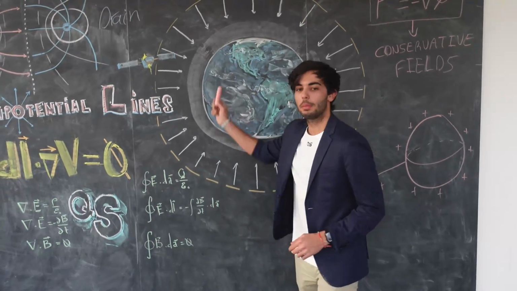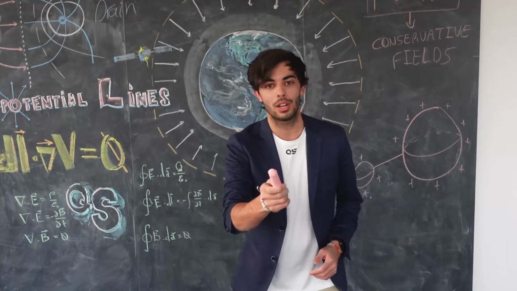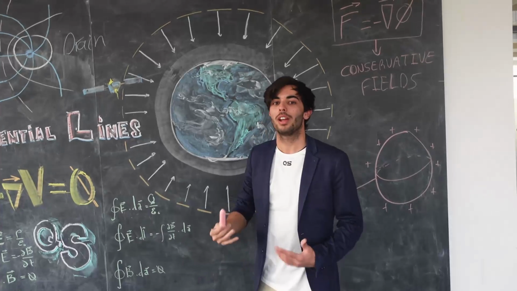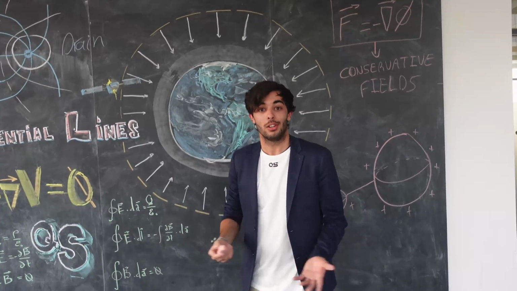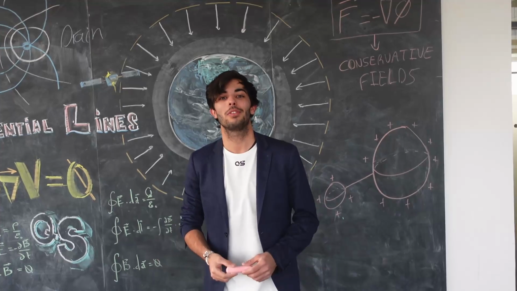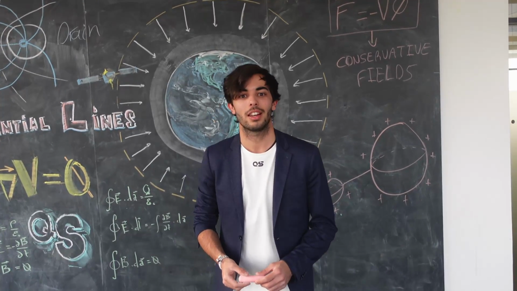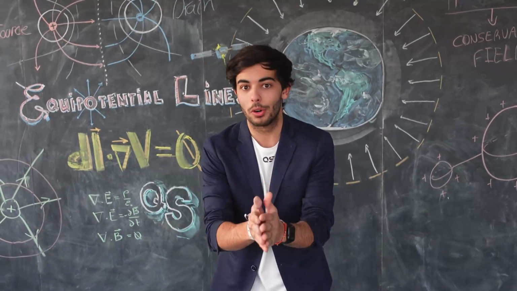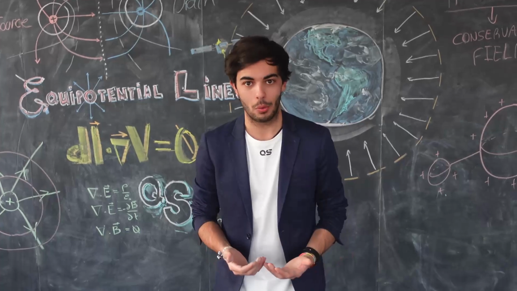For example, gravitational fields. They are also conservative. We don't have to give more energy to maintain the satellites there. So the orbit where the satellite is, by definition, is an equipotential line.